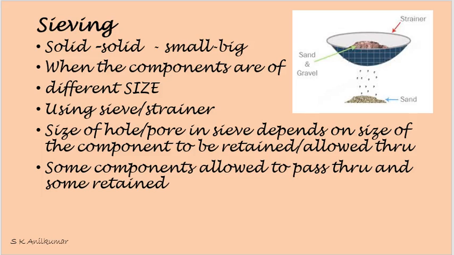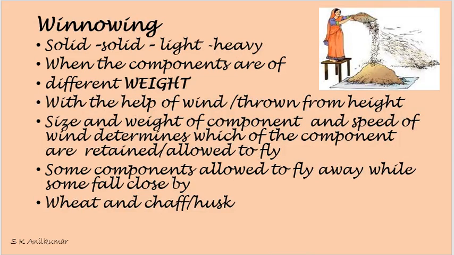Sieving. Sieving is solid to solid. If one is small and one is big, then we can use a sieve which has holes of different sizes, and then certain components are let through, which is considered the useful portion. Certain components are retained, which is considered a residue to be thrown away.